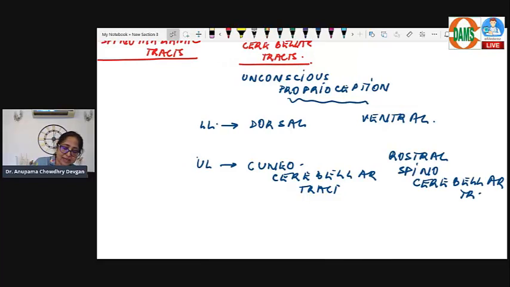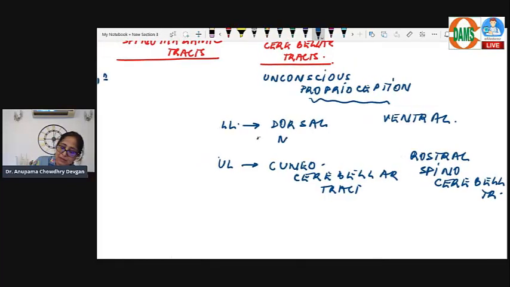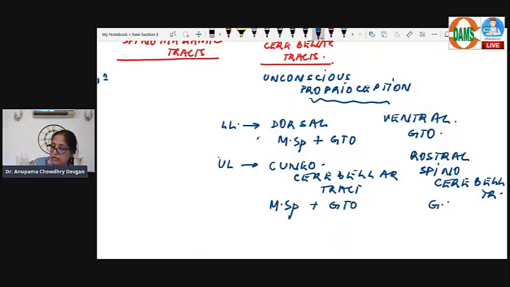Dorsal spinocerebellar tract is carrying impulses from the muscle spindle and the Golgi tendon organs. Ventral spinocerebellar tract from only the Golgi tendon organs. Cuneo-cerebellar tract from muscle spindle and the Golgi tendon organs. Rostral spinocerebellar tract from the Golgi tendon organs. Please remember, what is analogous to the dorsal spinocerebellar tract from the upper limb is cuneo-cerebellar, and what is analogous to the ventral spinocerebellar from the upper limb is rostral spinocerebellar.